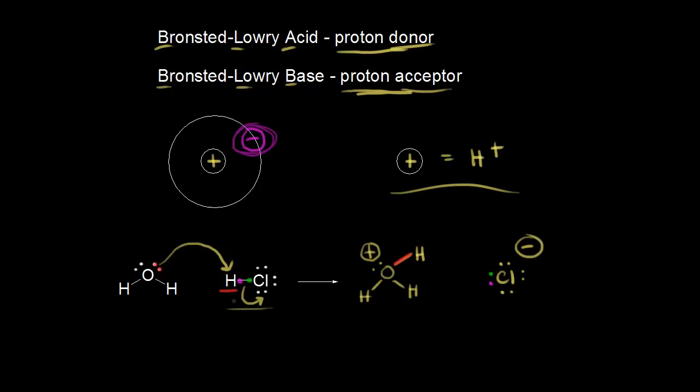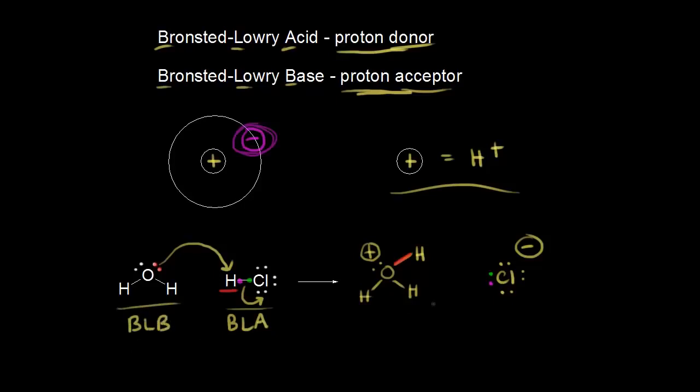So the HCl donated a proton. So it's a proton donor. It's a Bronsted-Lowry acid. So let me go ahead and write that here. Bronsted-Lowry acid. And water accepted the proton. It accepted an H+. So water is the Bronsted-Lowry base.